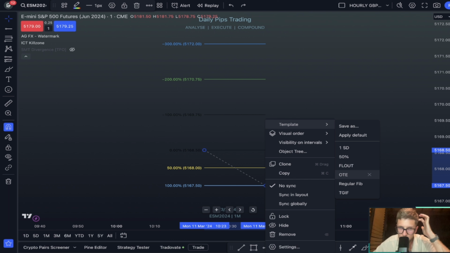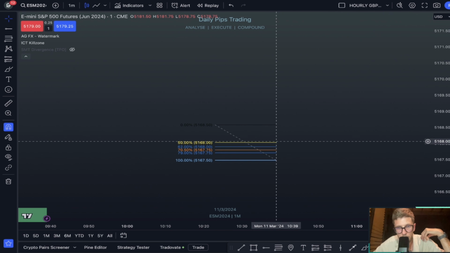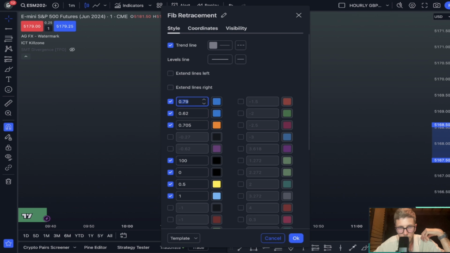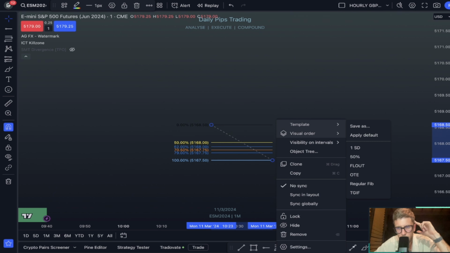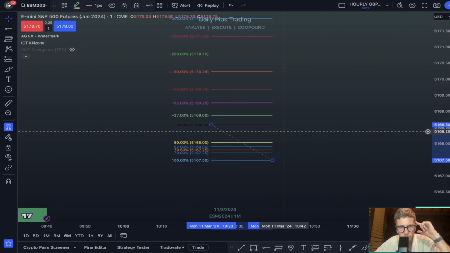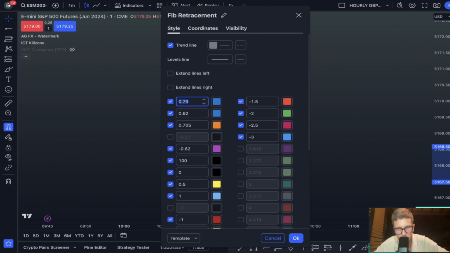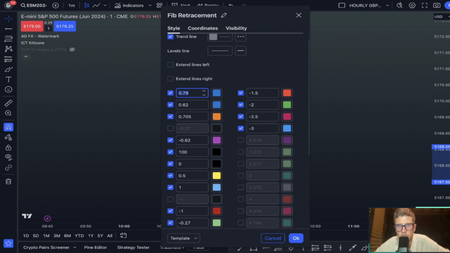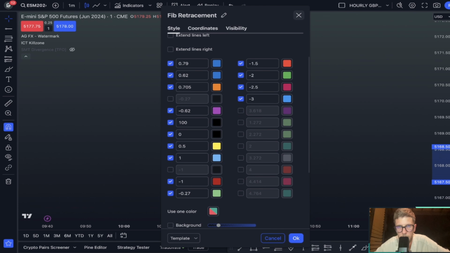So fib flout, optimal trade entry, I just explained about it, so I just use that for optimal trade entry. I haven't shown it on stream ever yet, so not too popular, I guess. Regular fib, self-explanatory again, it just has a lot more standard deviations. So take a look at these levels. I'm always playing around with them.